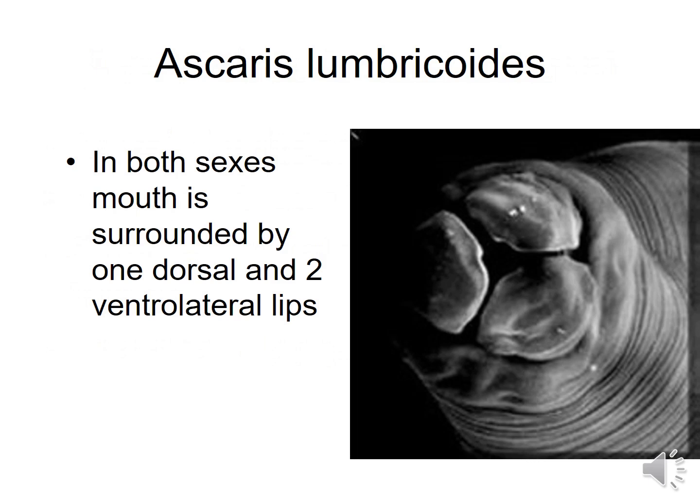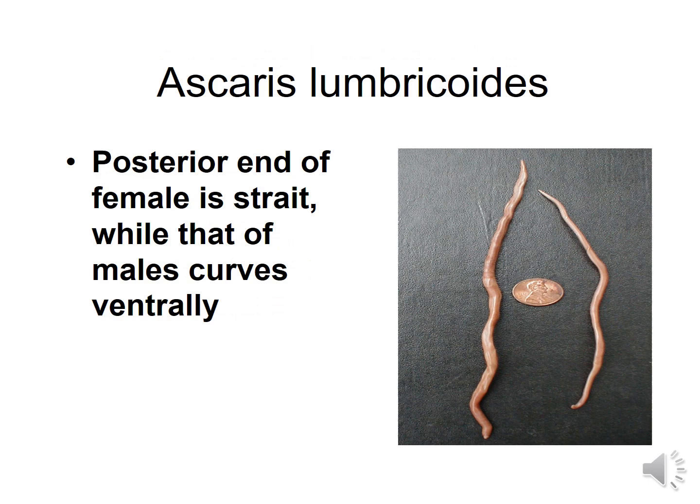In both sexes, the mouth is surrounded by 1 dorsal and 2 ventrolateral lips. With these lips they can eat the nutrients. The posterior end of the female is straight, whereas the posterior end of the male is curved ventrally, and males are shorter than the females.